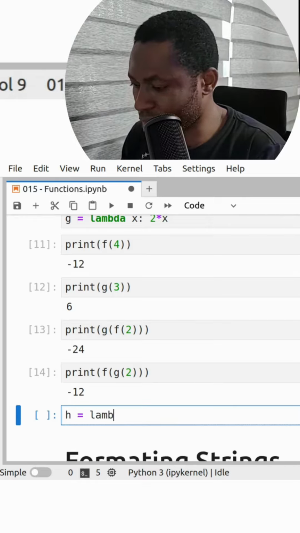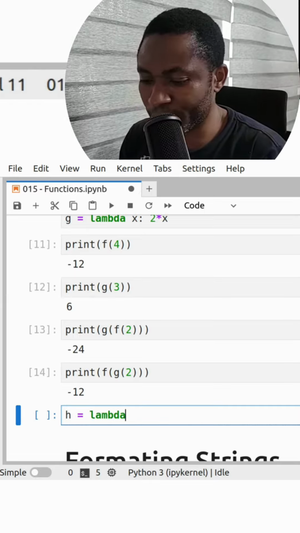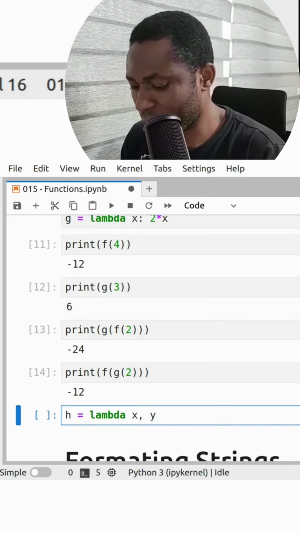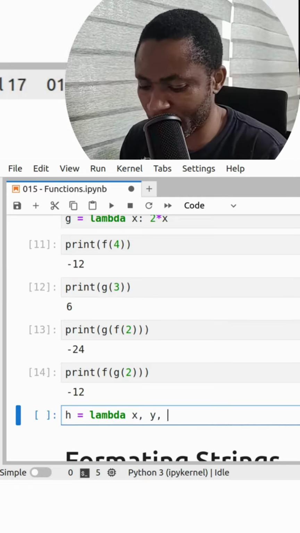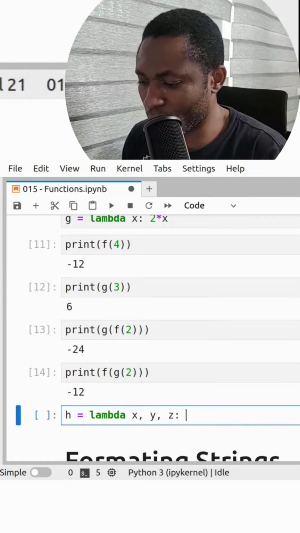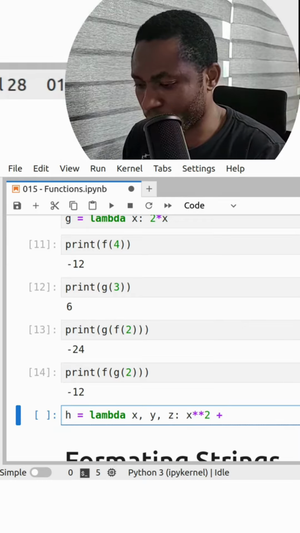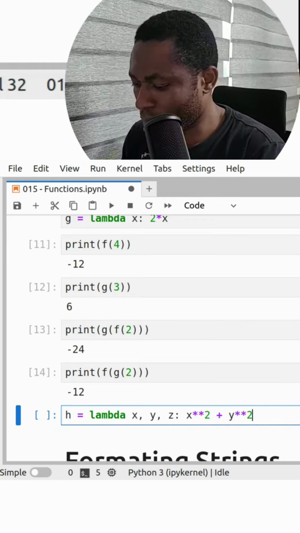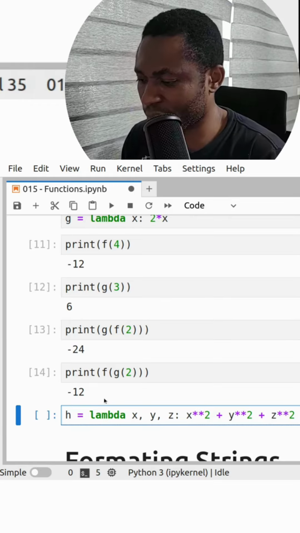Now, let me state here that we can also define, let's say, a function h of x, a lambda function h of x that takes two input variables. Let's say x and y. We define that simply, on the one liner, separated with a comma. Let's say and z. Okay, and then put a colon. What should it return? It should return x squared plus y squared plus z squared in the right spacing.